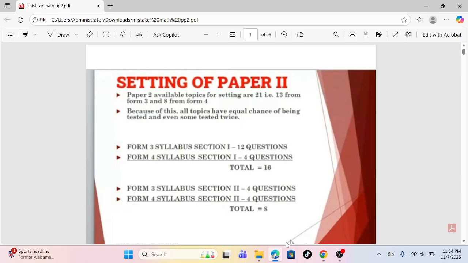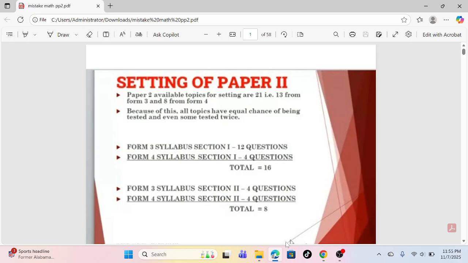Paper 2 has 21 questions, that is 13 from Form 3 and 8 from Form 4. So paper 2 has 21 topics, 13 from Form 3 and 8 from Form 4. That is 13 plus 8, 21. Because of this, all topics have equal chances of being tested and even some tested twice. So now the trends of setting in KCSE as we go.